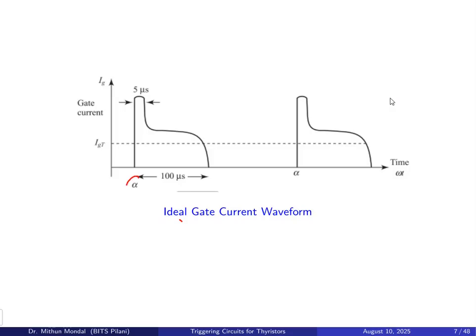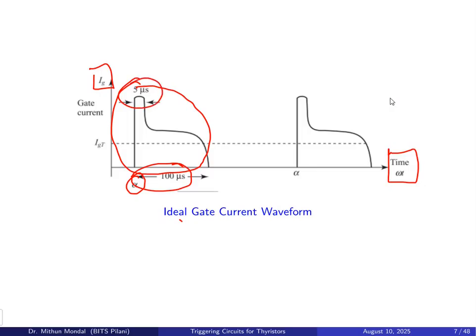So if you see the ideal gate current waveform, it will have a sufficient duration for the triggering. Alpha is the controlling factor, and here we have time on the x-axis and the gate current on the y-axis. So this is one pulse of the gate current, and its total duration is typically 100 microseconds, and 5 microseconds is the duration of the pulse. So this is the ideal gate current waveform, how it looks.